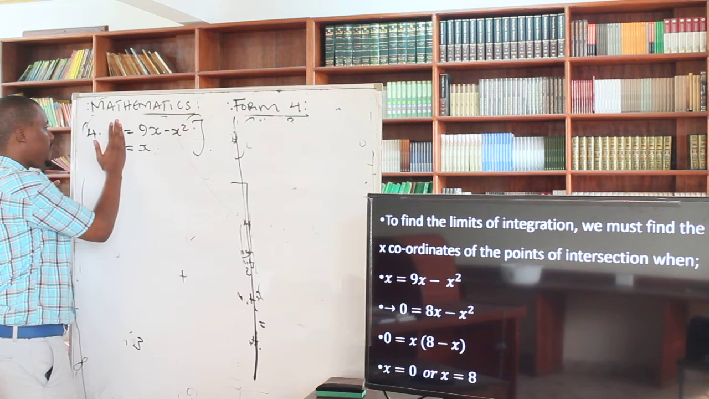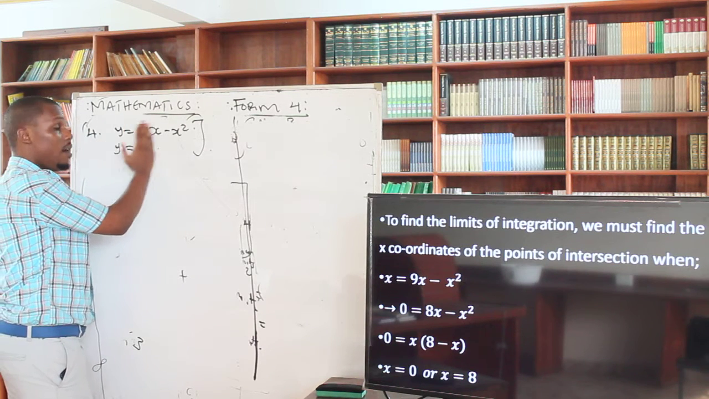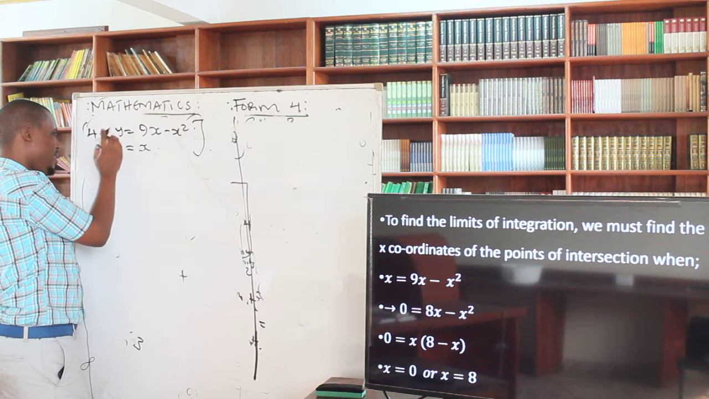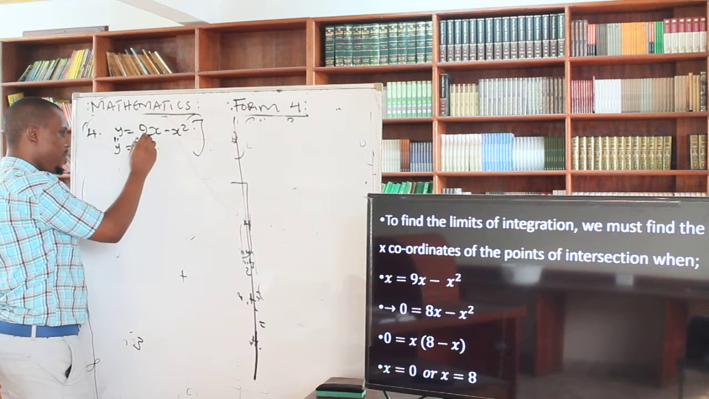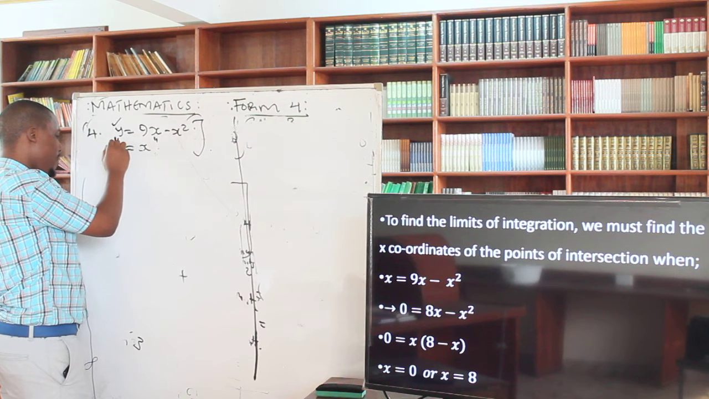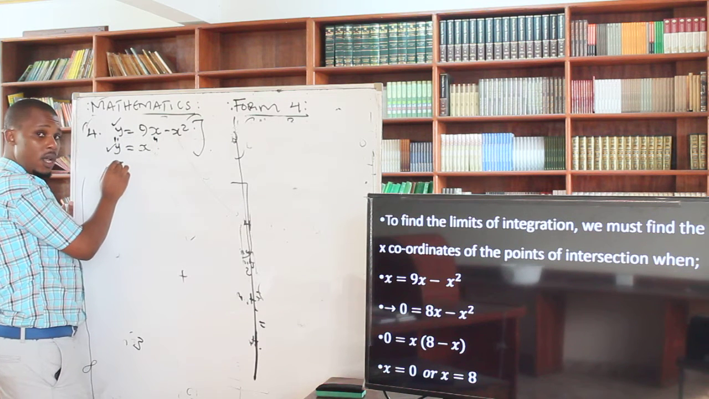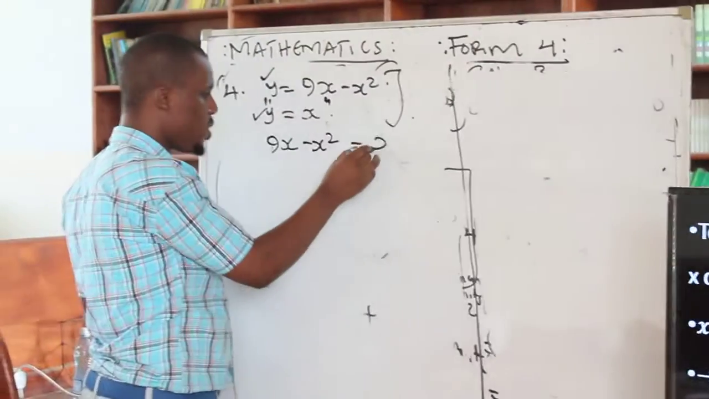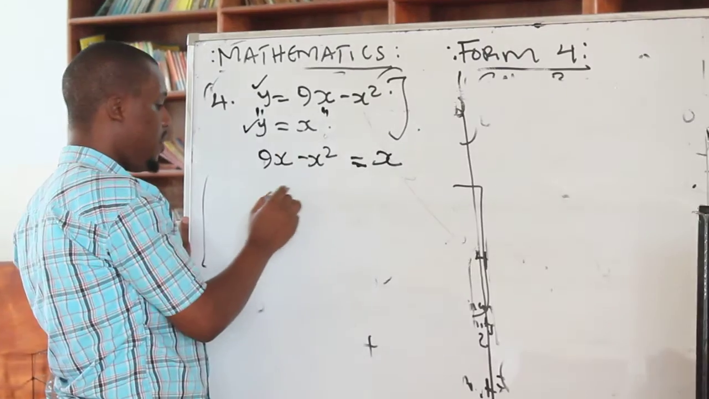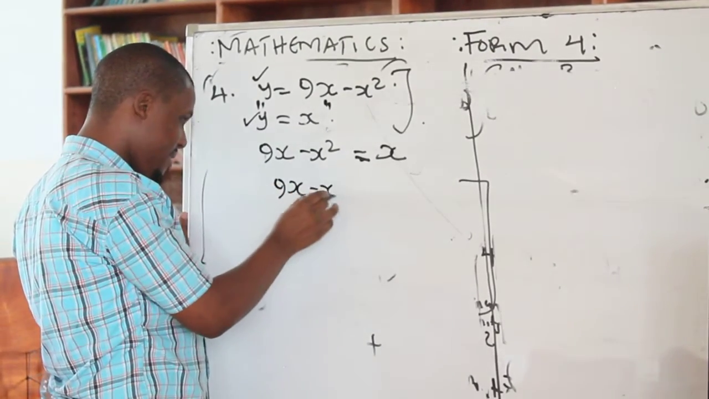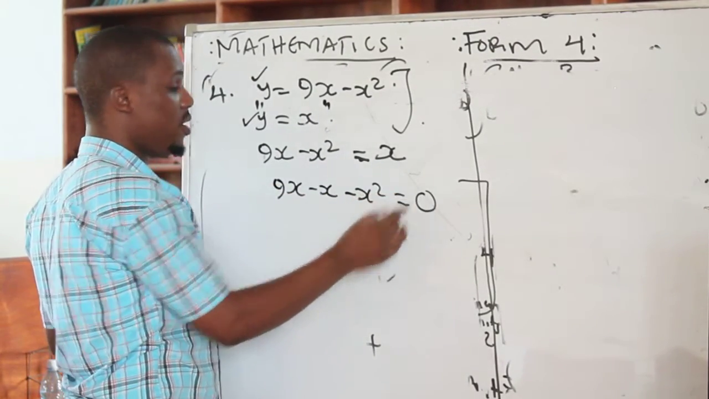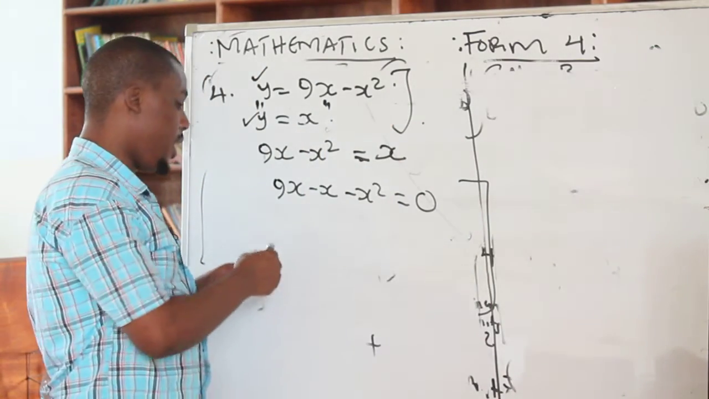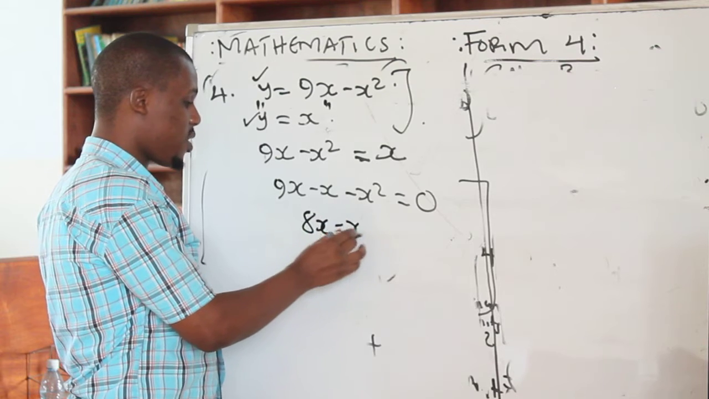In this case, on the left-hand side we have the y's, and on the right-hand side you have the equations. If the left-hand sides are equal, then the right-hand sides must also be equal, because y equals y. So 9x minus x squared should be the same as x. When you bring x to this side, you have 9x minus x squared minus x equals 0, and you remain with 8x minus x squared equals 0.